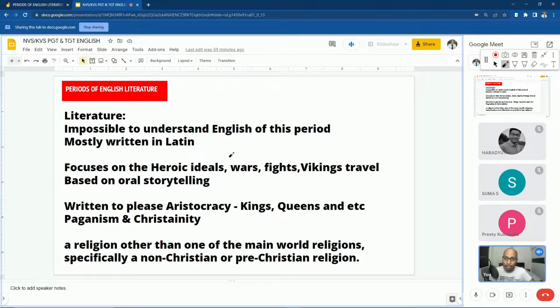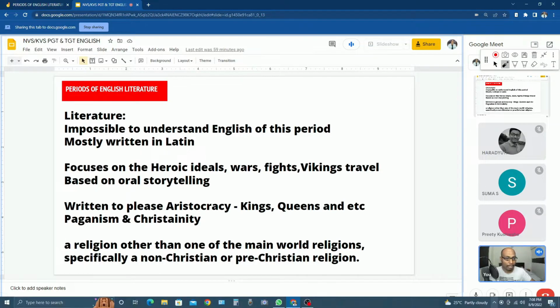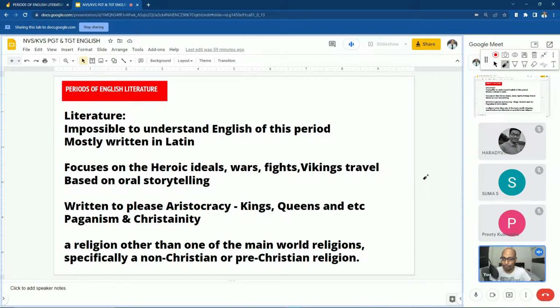And what was the theme of those literary works? They focus on heroic ideals, wars, fights, and Viking travel, based on oral storytelling. Whatever they heard and listened to was depicted and written in Old English literature, and written to please the aristocracy, kings, queens, and so on. Whatever they wrote, orally or in writing, they wrote because they wanted to please the kings and queens of those days, so that they would get money or a source of living.